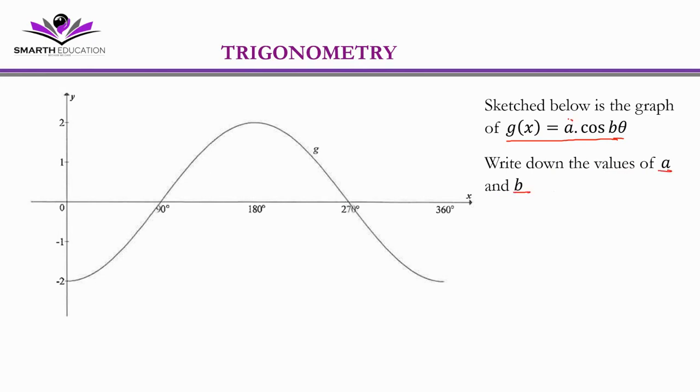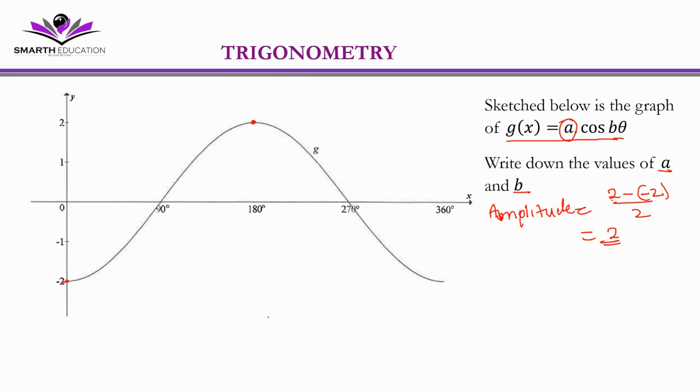Right, what is a? A gives us the amplitude of the graph. So how do we find the amplitude? The maximum value is 2, the minimum value is -2. So the amplitude is equal to 2 minus -2 divided by 2. Remember, amplitude is the maximum value minus the minimum value divided by 2. So which is 4 divided by 2, which is 2.